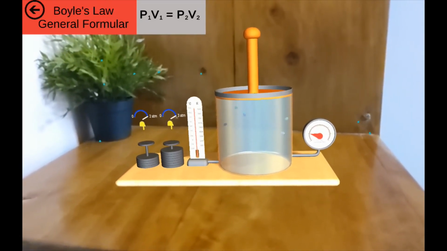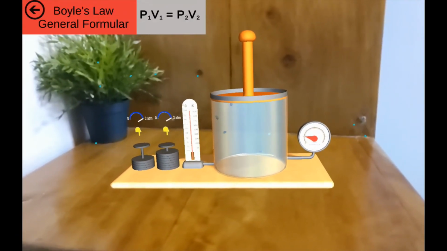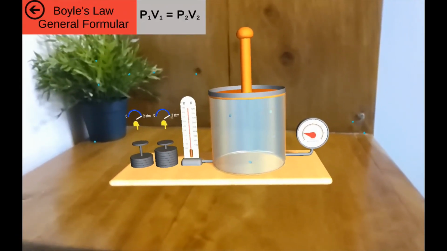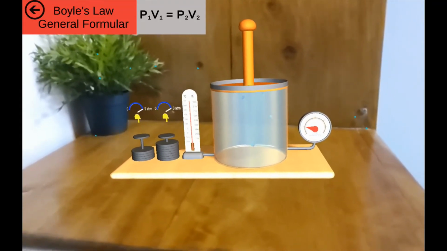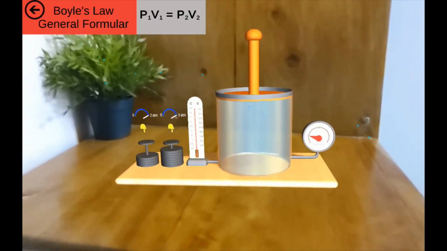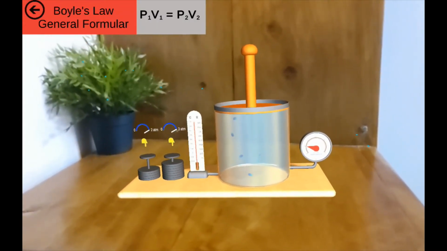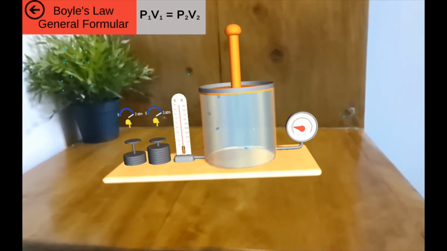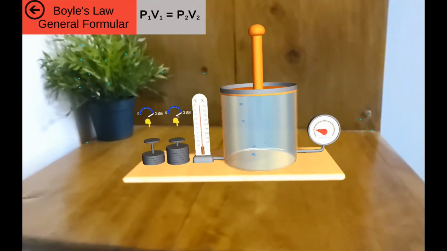There's a general formula you can use to calculate these by yourself. You can see it above on your screen. P1 multiplied by V1 is equal to P2 multiplied by V2. The P1 is the initial pressure, and the V1 is the initial volume. The P2 is the final pressure, and the V2 is the final volume. So, let's say you're given any of the parameters. You can easily know how to find the missing one.